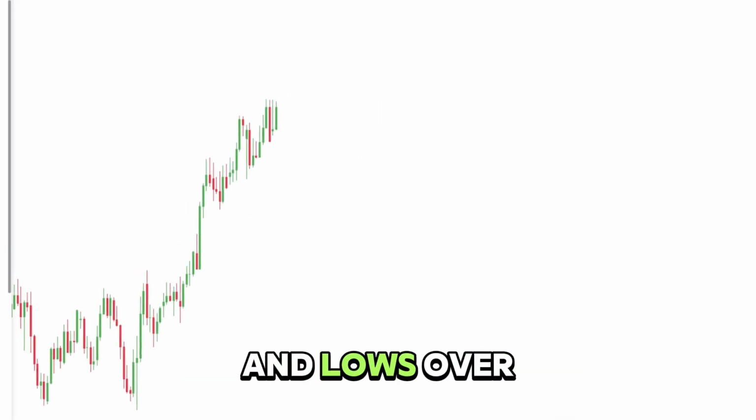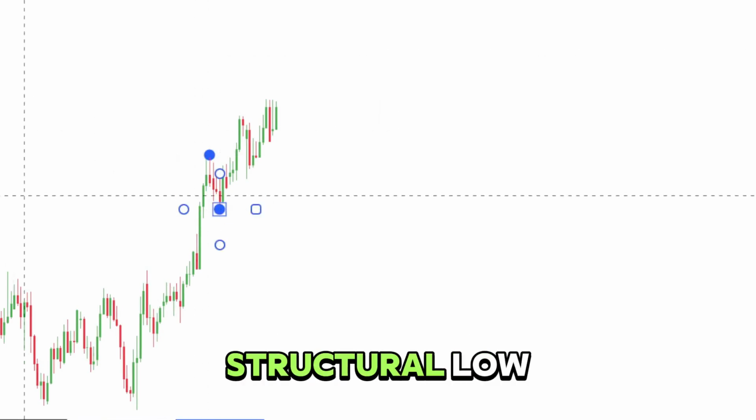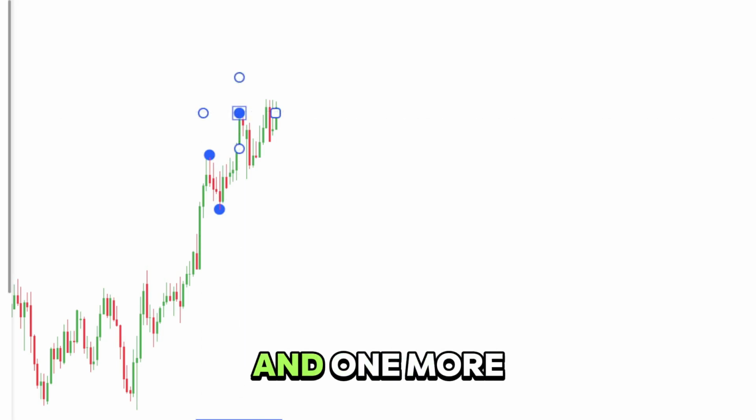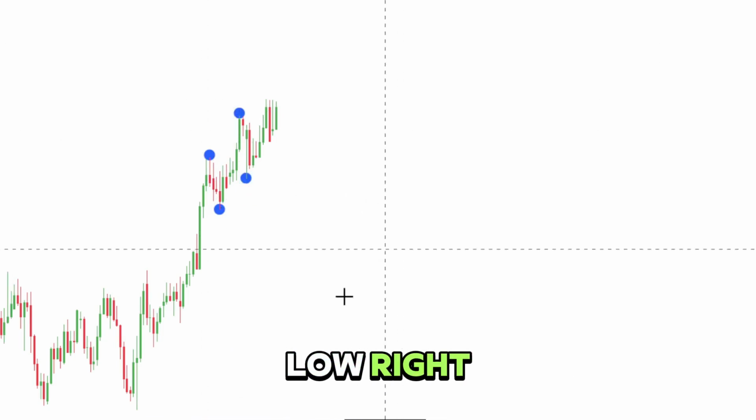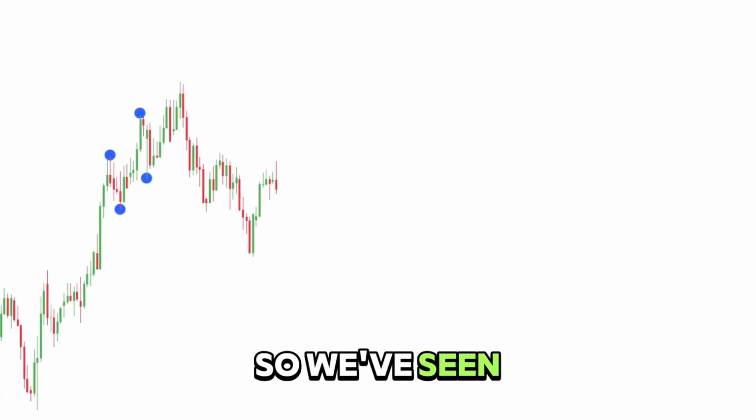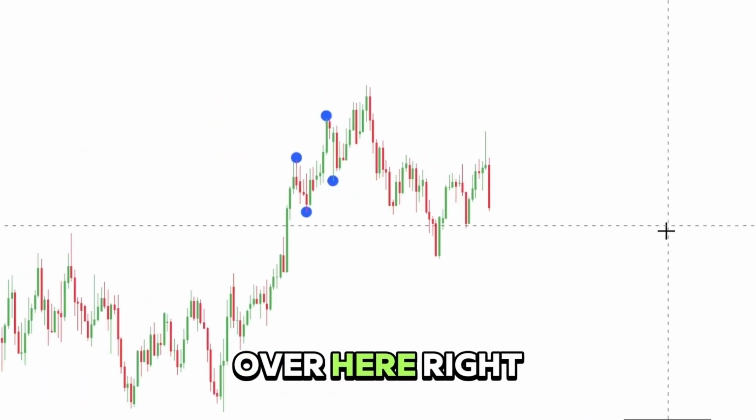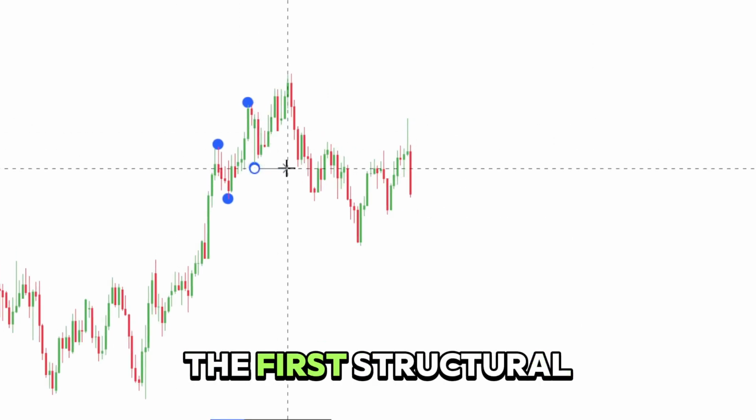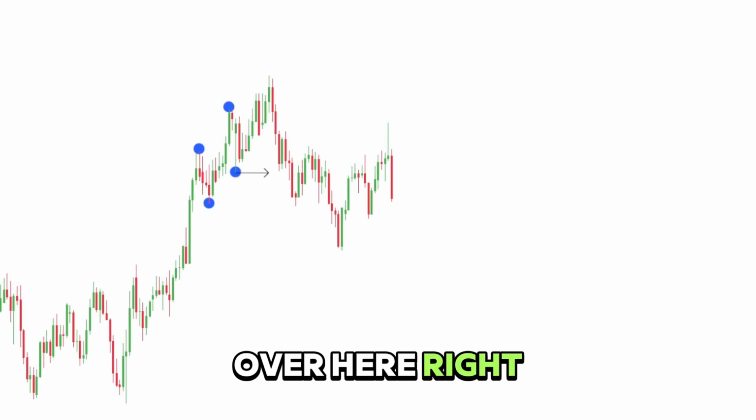So from here now, notice how we had structural highs and lows over here. So we had a structural high, then we saw price giving a structural low, right? Then we see price giving a structural high and one more pullback structural low, right? So from here now, first we see the shift of market structure. So we've seen a very clear shift of market structure over here, right? We've seen price go from bullish to bearish. So that's essentially the first structural break over here, right?